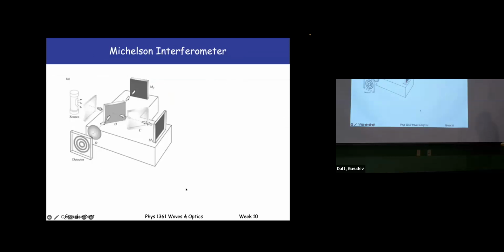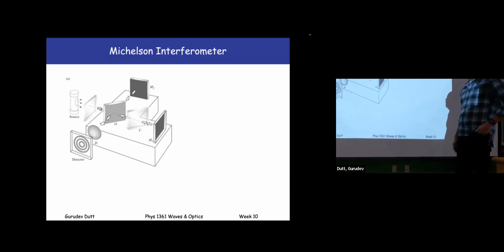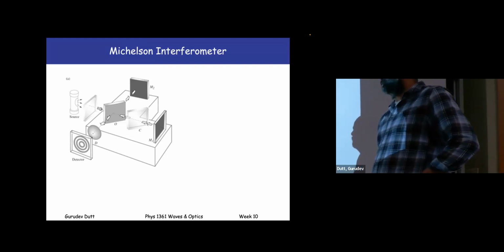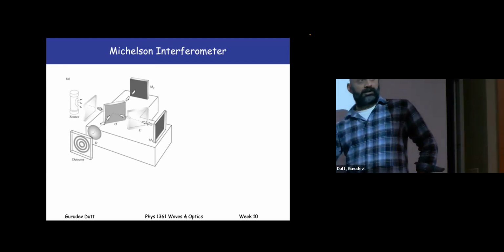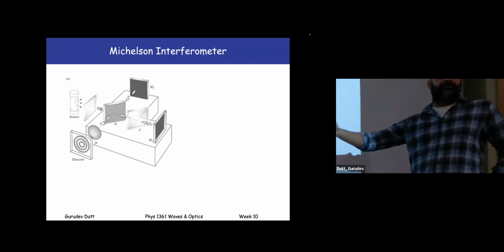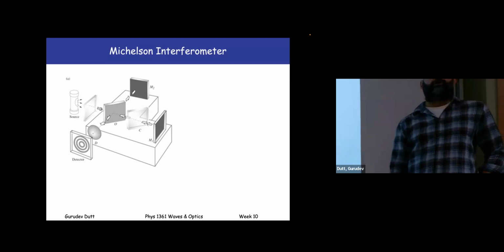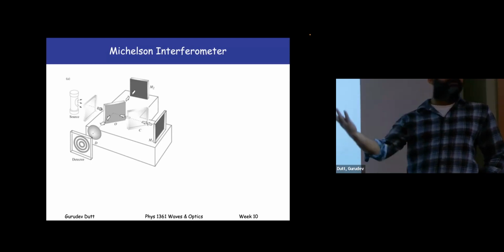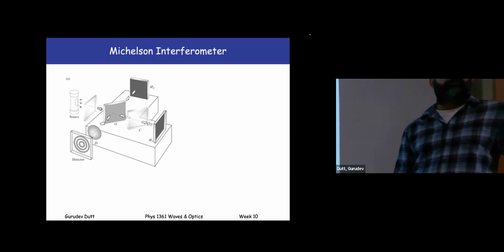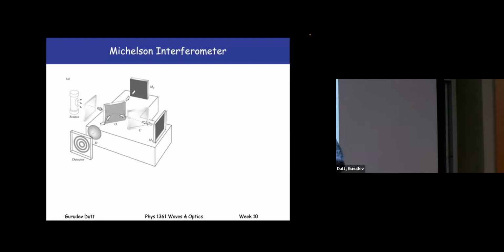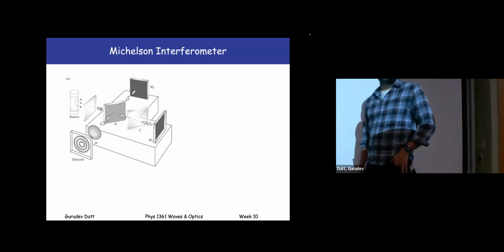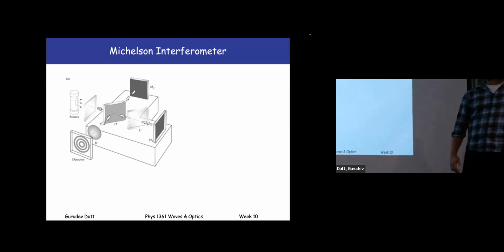Now I want to talk about another device that's very important, and from interference we can also understand what this does, which is the Michelson interferometer. And yes, indeed, this is the interferometer that Michelson and Morley used when they showed that the ether, so to speak, does not exist. Historically, I think they were trying to measure the speed of the Earth.